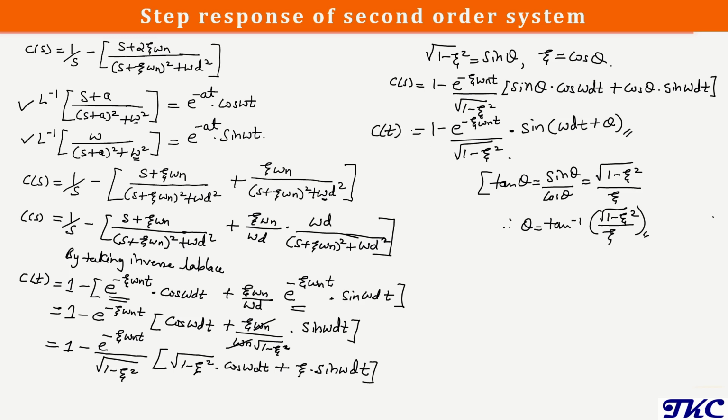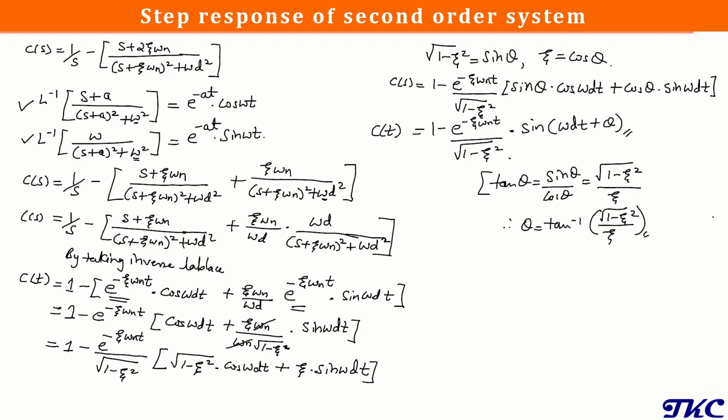So here this is our output expression, and of course it will be in the form of C of t. So we can get the output of the second order system when we are using step input. At any given time we just need to substitute the time here, and we can get the corresponding output. So in this way we can use this expression to get the output of the second order system.